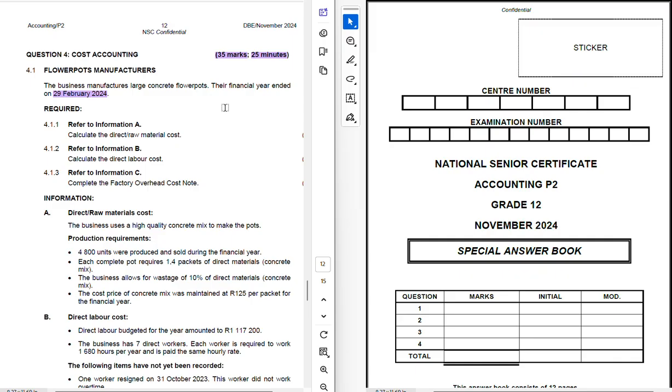This is question number 4 that we're going to be looking at, and it's about cost accounting.